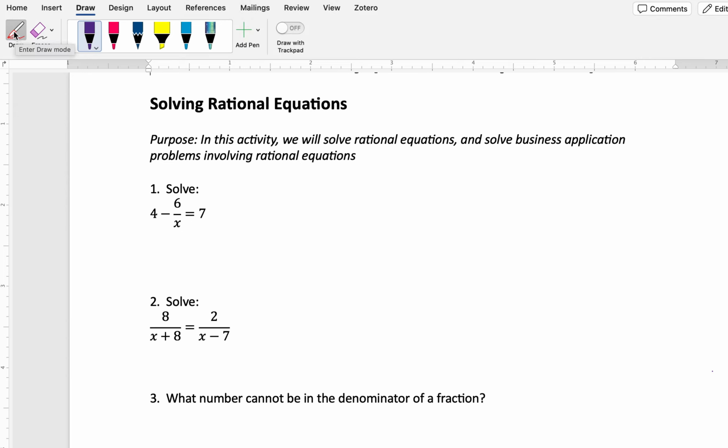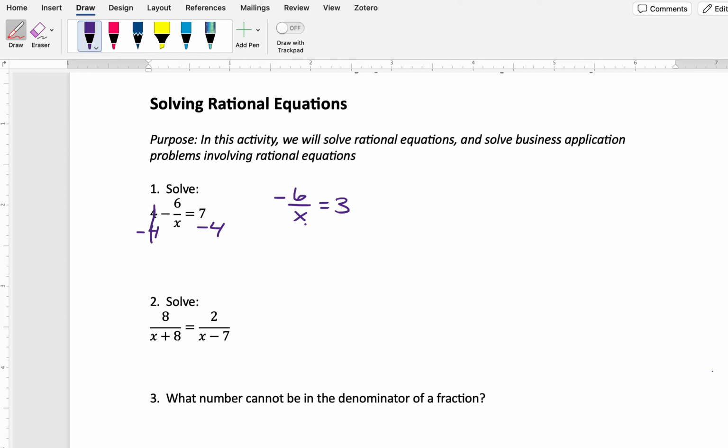So looking at this first one, what I need to do is get x by itself. And just like if this was 6 times x here, what I would do first is get rid of the 4. So the same thing applies here. I'm going to get rid of the 4 first by subtracting it from both sides. And that's going to give me negative 6 over x equals 3. Make sure that you don't lose this negative sign that's in front of the fraction here.